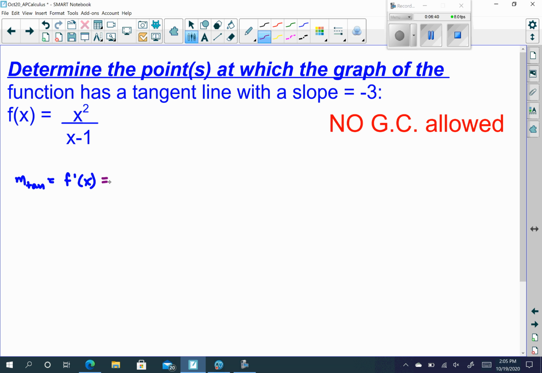So let's go ahead, and because this is a quotient, there's no other way to simplify this. We have to use the quotient rule. So pause the video, go through and do that, and we'll see what you come up with.